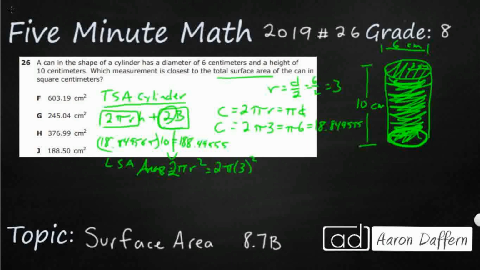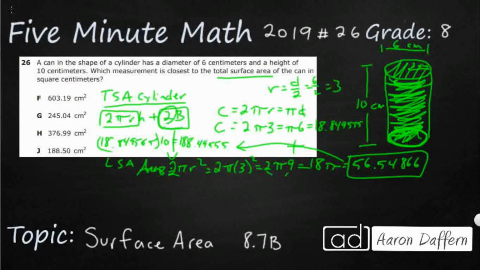squared. Right, so that's not times 2, that's times itself. So that's 2 pi times 9. Multiply those 2, you're going to get 18 pi. So 18 times pi, and you're going to get 56.54866. All right, so if we add this, so we're going to add this to this right here, we'll get our answer.